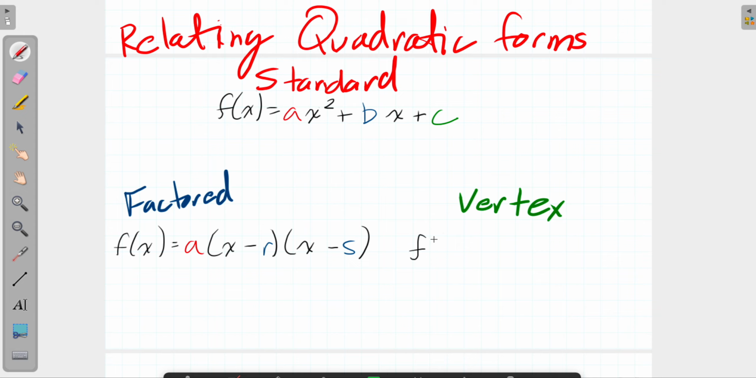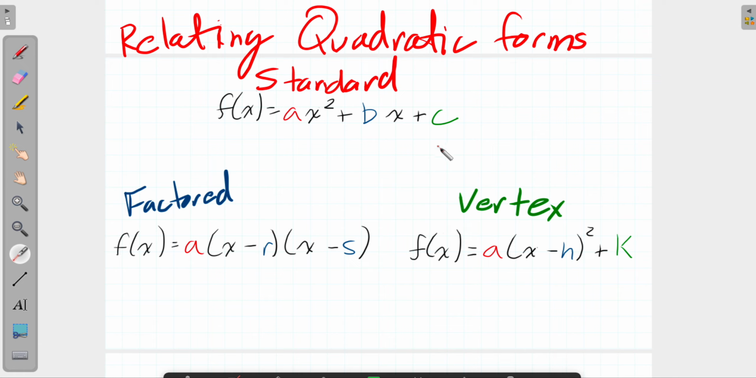f of x is equal to, and you'll notice a is there once again, and that term is constant throughout all three of the versions. a(x minus h) squared plus the letter k. So other than a, which happens to occur in all three of the forms, it's the same no matter how we rewrite a quadratic equation.